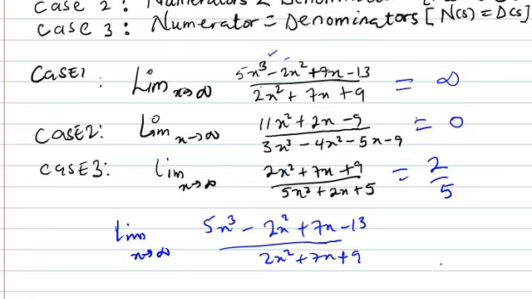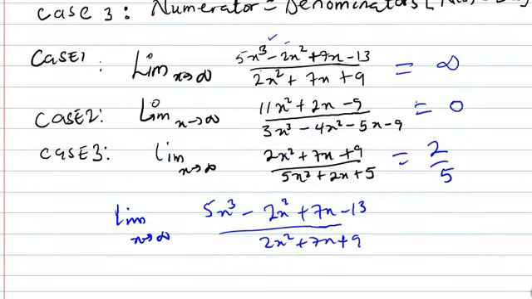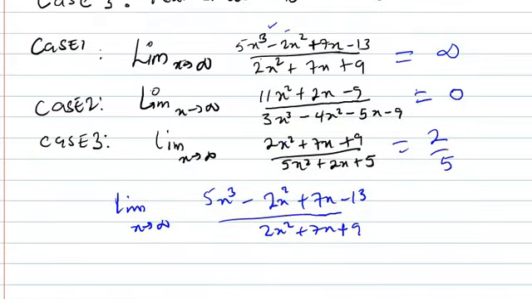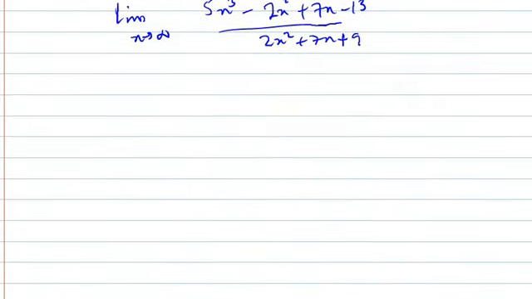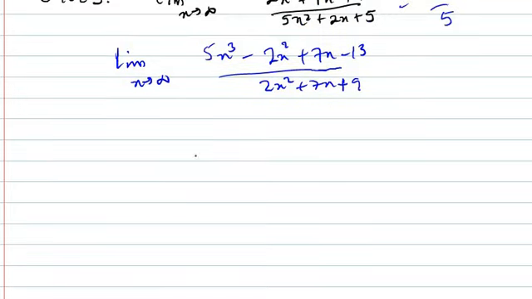So what you need to do first is very easy: find the highest power. So the highest power is x raised to the power of 3. So you divide through by x raised to the power of 3 and see what we can get.